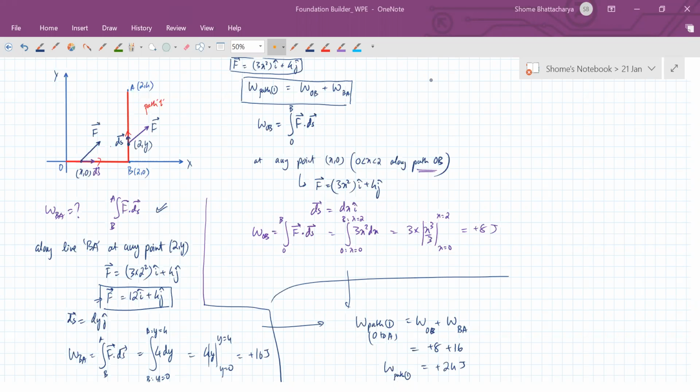Yeah, anybody has calculated, please send me the answer for the second part. The work done in path number 2. That was a different diagram where it's first moving vertically along the y-axis, and then parallel to the x-axis from that point on the y-axis to the point E.